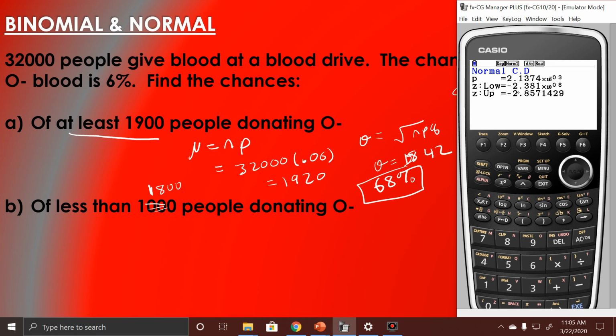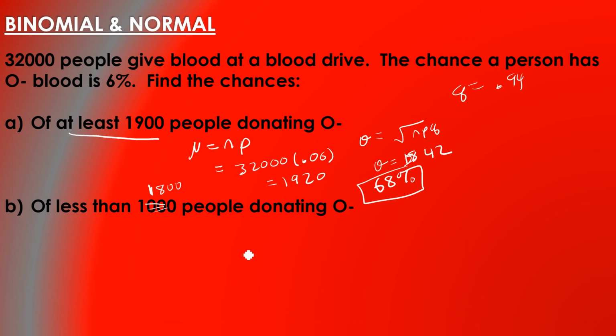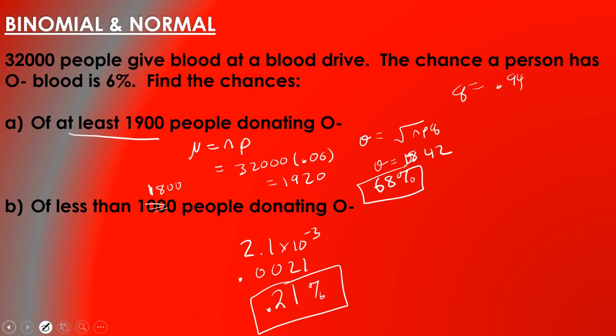And there we go. So 2.1 times 10 to the negative third. That's what that E would mean if your calculator pops an E. So move that 3 spots and then change to a percent, and we get 0.21% chance that happens.